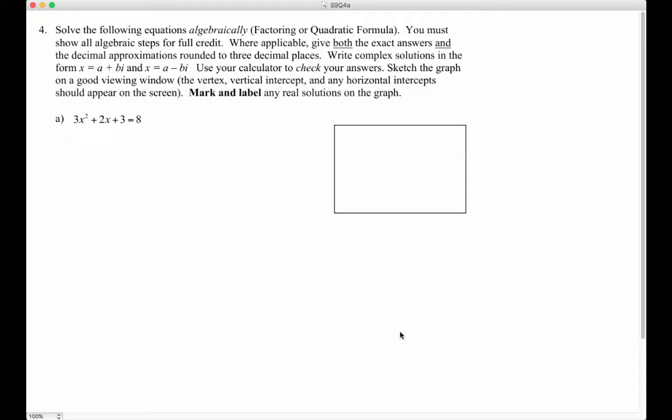Check the graph or sketch the graph on a good viewing window where the vertex, the vertical intercept, and any horizontal intercepts should show up on the screen. Mark and label any real solutions on the graph. In other words, mark your horizontal intercepts on the graph.